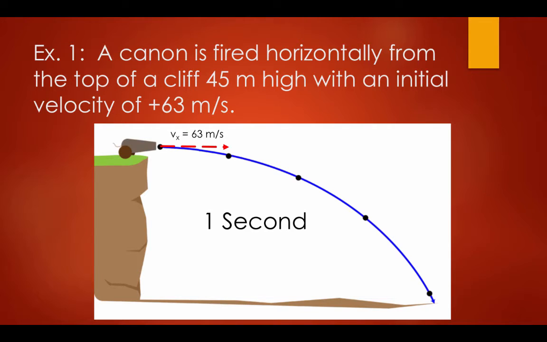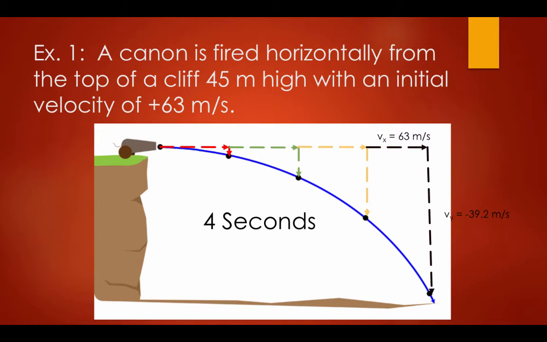And its vertical velocity now is negative 9.8 meters per second in the y. After 2 seconds, the velocity in the horizontal is still 63 meters per second, while the vertical velocity now becomes 2 times negative 9.8, which is negative 19.6 meters per second. After 3 seconds, the horizontal velocity is still 63 meters per second, as there's no force acting on it to slow it down, but the vertical component will now be negative 29.4 meters per second. And if the ball would travel for 4 seconds, the x component would be 63 meters per second, while the y component would be negative 39.2 meters per second.